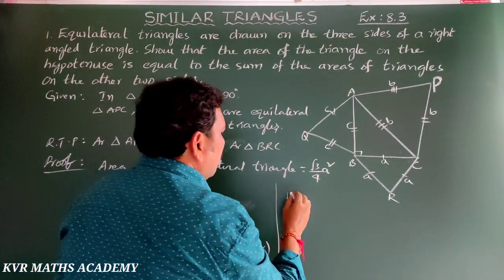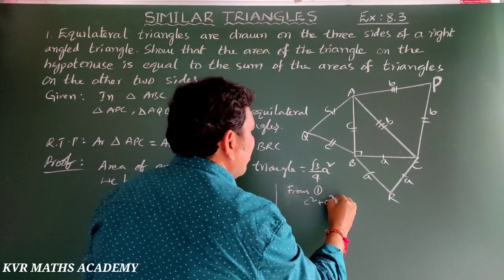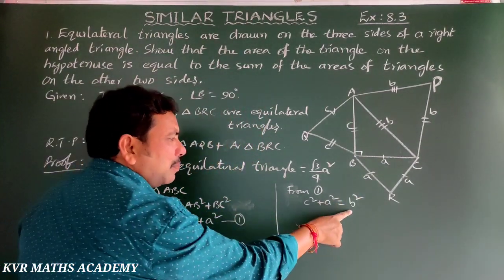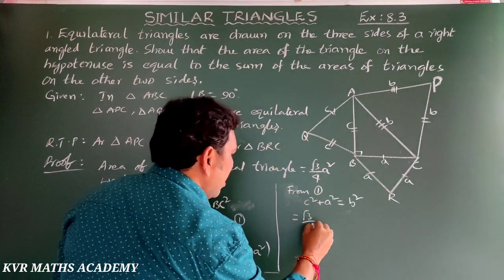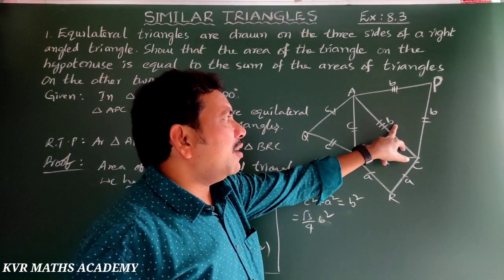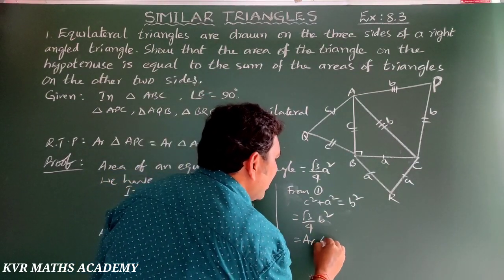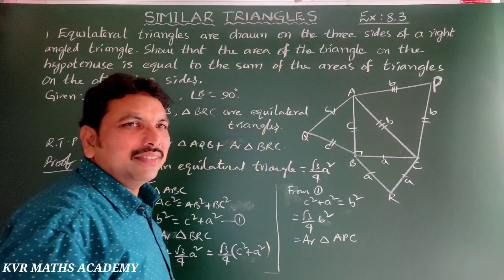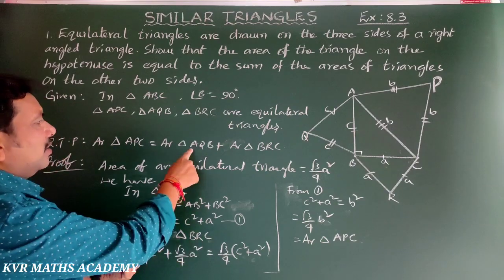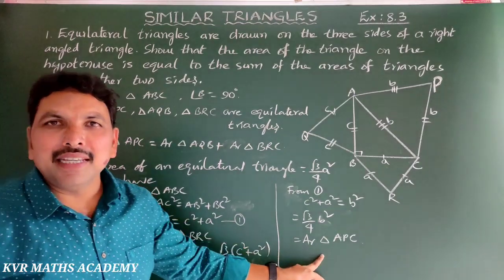Look here, from equation 1, c square plus a square is equal to b square. So in place of c square plus a square, substitute b square. That is equal to root 3 by 4 b square, which means the area of triangle APC. What we have taken: area of triangle AQB plus BRC. Finally, what we have got? Area of triangle APC.